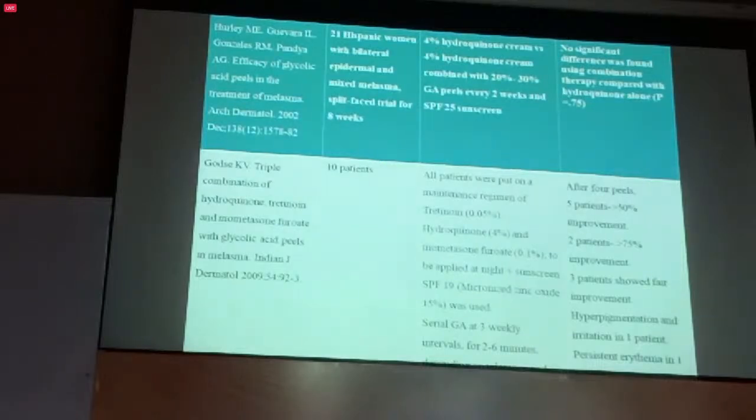In another study, 10 patients were included. All patients were put on a maintenance regimen of retinoid, hydroquinone and mometasone furoate to be applied at night along with sunscreen. Serial glycolic acid peels were given at 3-weekly intervals, and the duration was increased after every peel. It was seen that after 4 peels, 5 patients had greater than 50% improvement in the MASI score, 2 patients had greater than 75%, and 3 patients showed fair improvement. Hyperpigmentation, irritation and persistent erythema was seen in 1 patient each.